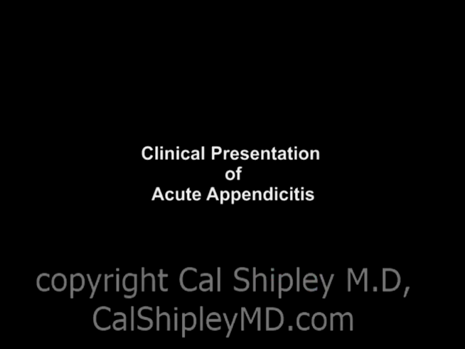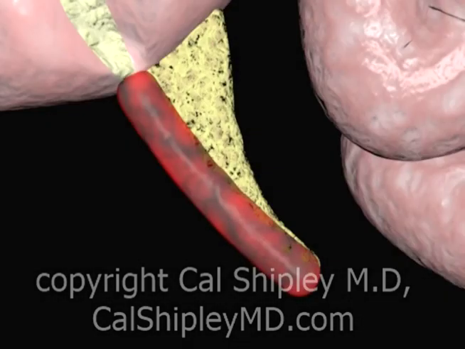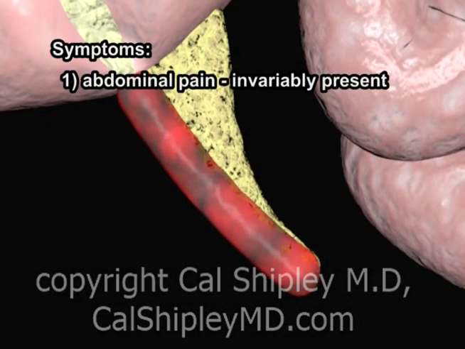Now let's take a look at the clinical presentation of acute appendicitis. In terms of symptoms, the number 1 presenting symptom in acute appendicitis is abdominal pain. In my experience of 35 years of clinical work, both in family practice and urgent care, I never saw a patient who was subsequently diagnosed with acute appendicitis who did not complain of abdominal pain.